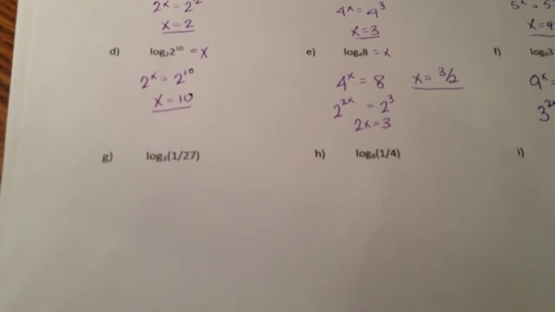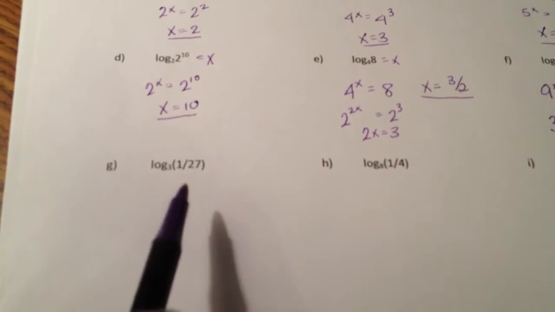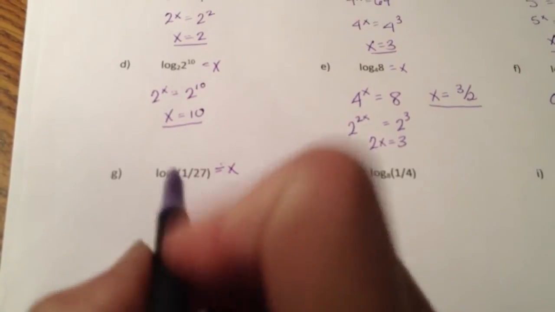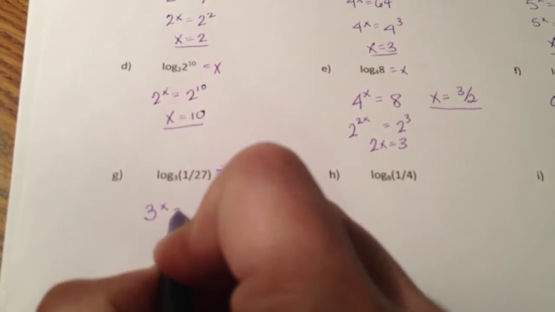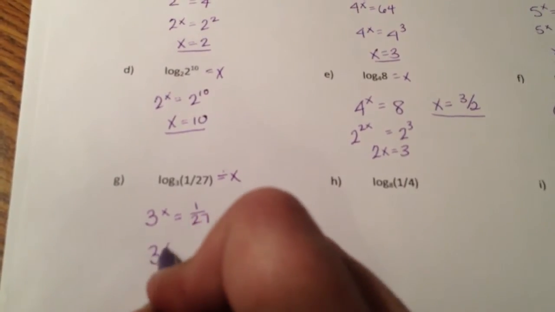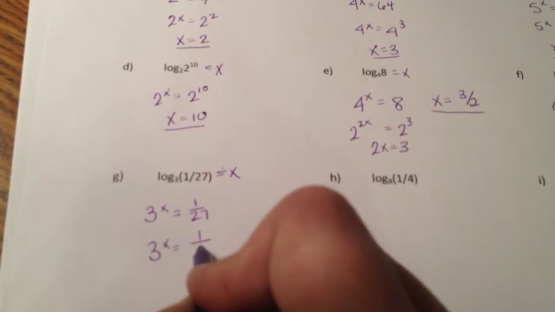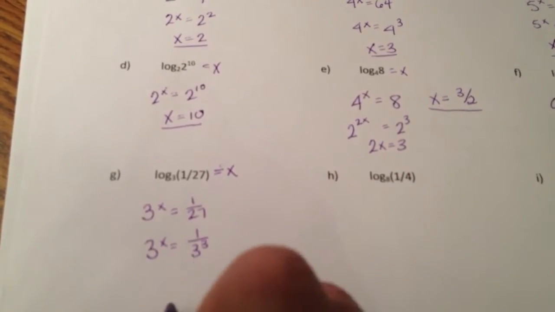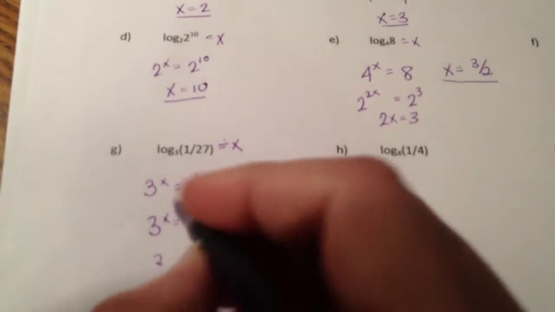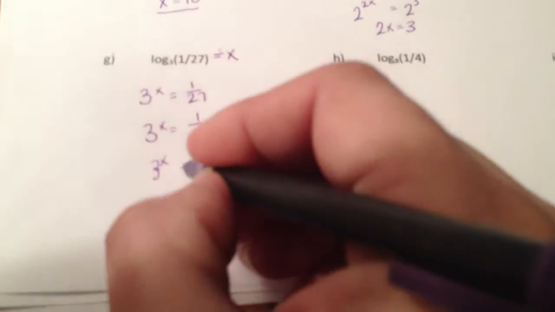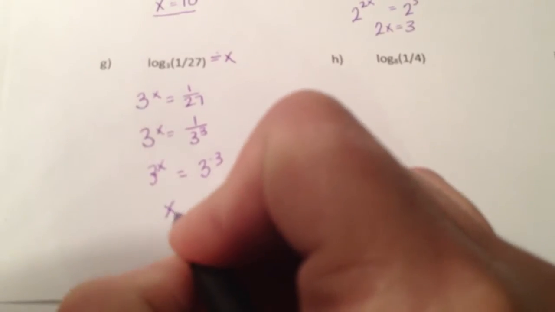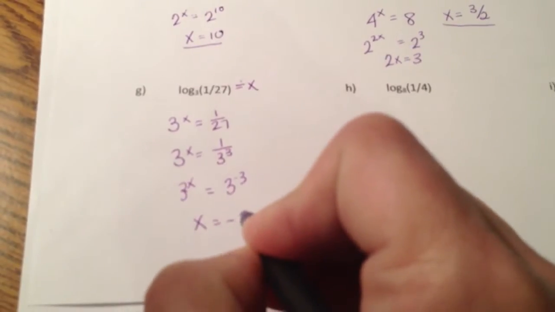Alright, a few more examples. Now remember, when we had fractions, we did something a little bit different to get them to have a common base. So I'm going to set it equal to x. I have 3 to the x power is equal to 1 over 27. Well, I need a common base of 3. I know that 27 is equal to 3 cubed, and I can move this to the numerator by making the exponent negative. So that's 3 to the negative 3 power, and set your exponents equal to each other. So x is equal to negative 3.